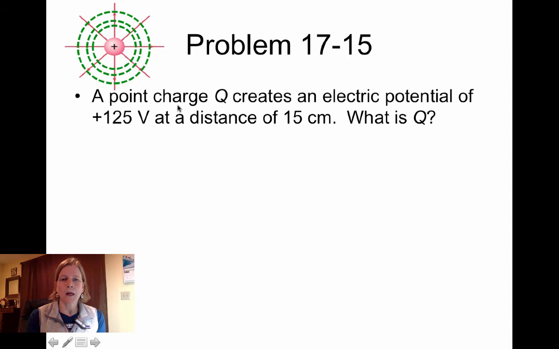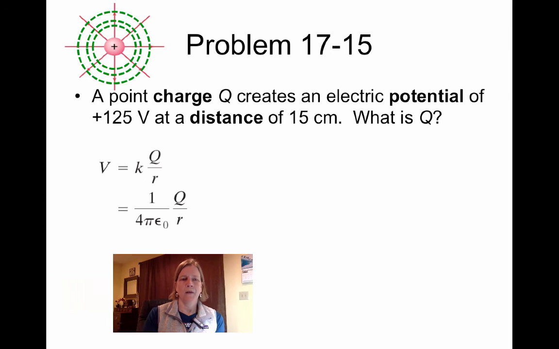And we know at a distance of 15 centimeters, I can arbitrarily say that's the second equipotential line out, the Q creates a potential of plus 125 volts. Oh, I already applied the knowledge, by the way, that it's positive. If it's positive potential, I know it's a positive charge. If we'd known it was negative 125 volts, we'd know we were in the vicinity of a negative charge. You can look back at the last few slides and reinforce that idea.